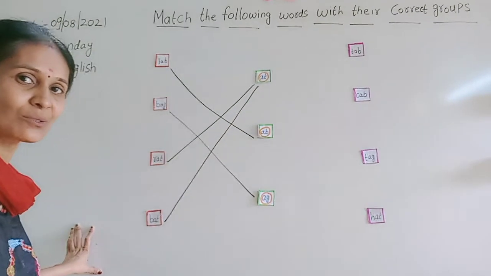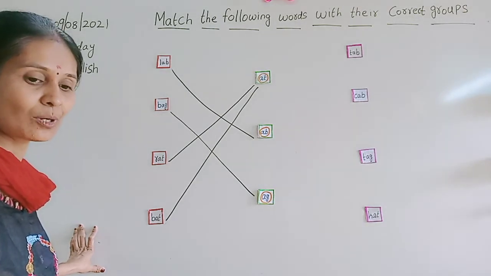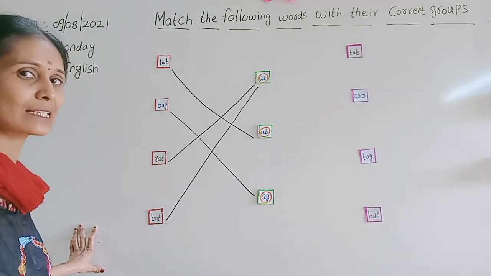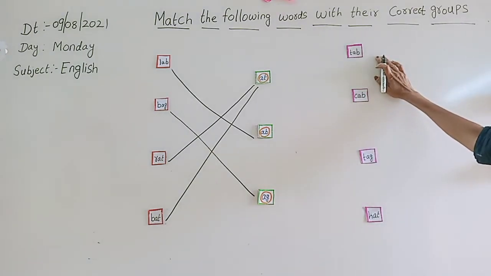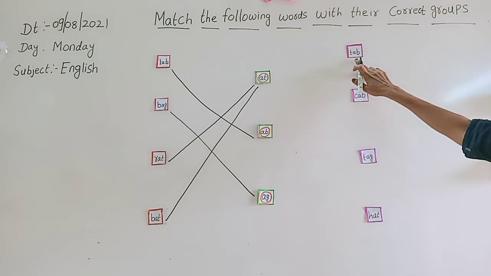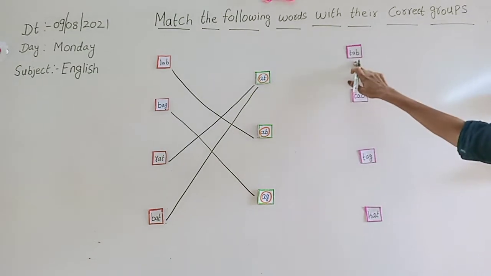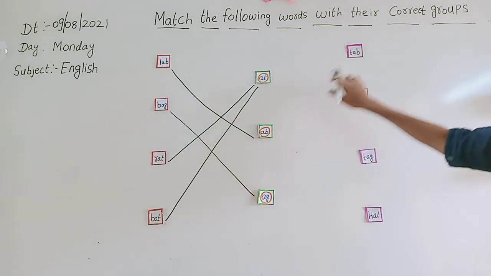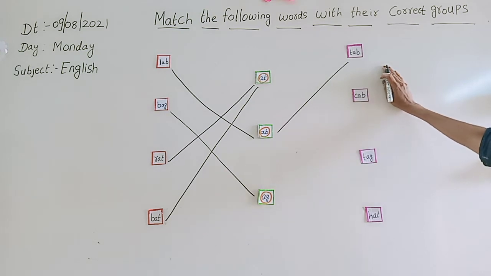Yes? Understood? You also do it in your textbook beta. Okay? English textbook page number 26. Okay? Yes. Now this side. First spelling is T-A-B tab. Now look at here very carefully. We have to search the last two word beta. A-B ab. Tab. Okay? Like this way you have to match the sounds.